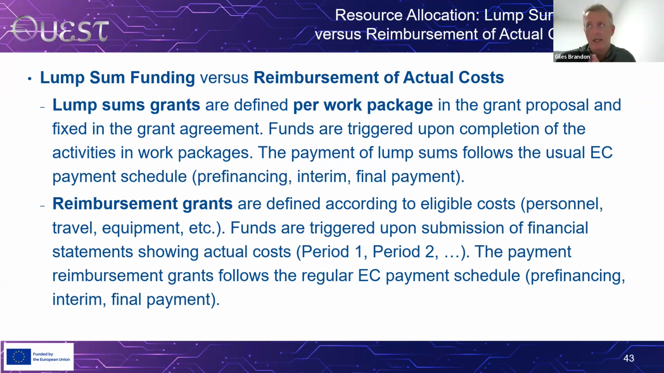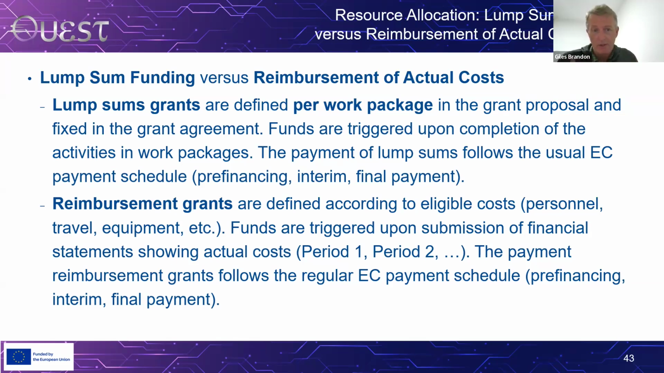Lump sum funding is something that was introduced in pilot schemes towards the end of Horizon 2020. Now as we progress more and more into Horizon Europe, it's becoming more and more the standard way of funding projects. Nevertheless, the old way, the reimbursement approach, still exists. So what do these two terms mean?